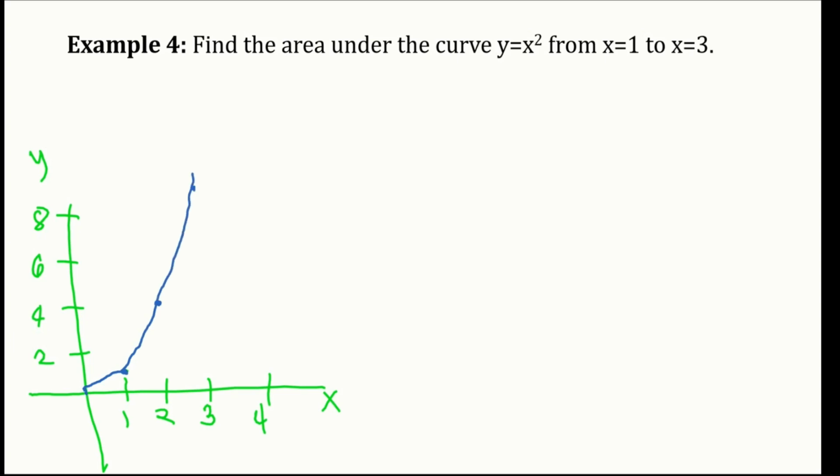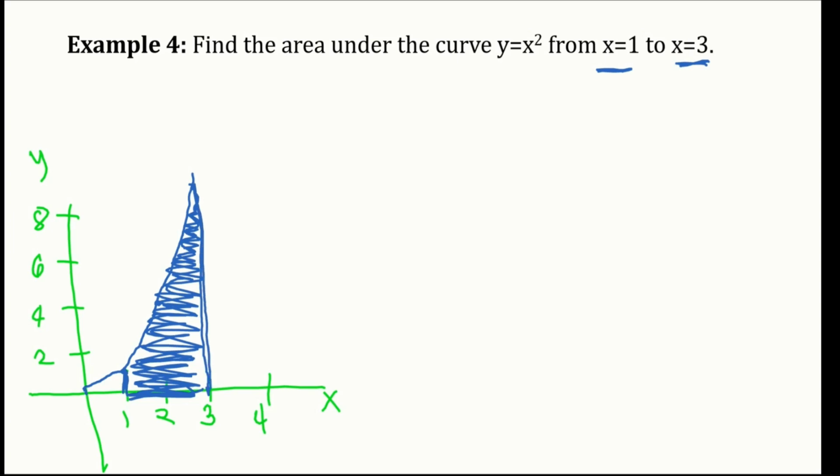Now, if we consider x going from 1 to 3, this portion, we are going to solve for the area of this shaded portion. We shade this portion, so from 1 to 3. So that is what is meant by the given problem. Now, how to calculate the area of the shaded portion of the graph under y is equal to x squared.